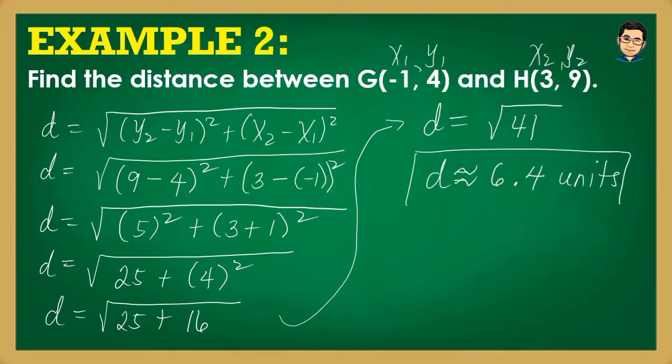So, ibig sabihin, the distance between G and H is approximately equal to 6.4 units. So, kapag po kasi hindi sila perfect square, talagang meron silang decimal point. So, kapag perfect square naman, whole number.